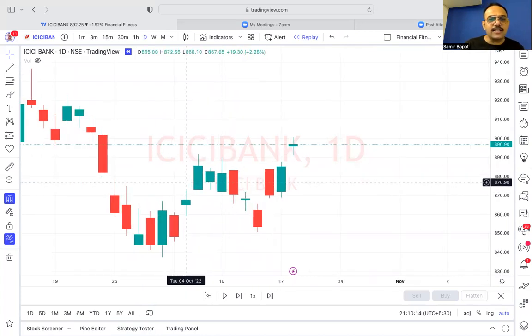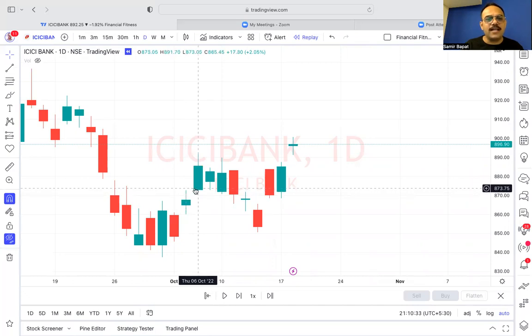So this high is 872.65. High is 872.65. Low is 873.05. See, this is a gap of some 35 paise. Here, it closed at 872.65 and next day the low was 873. So 872.65, so 35 paise plus 5 paise. So 40 paise gap. So there is a 40 paise gap between this and this.